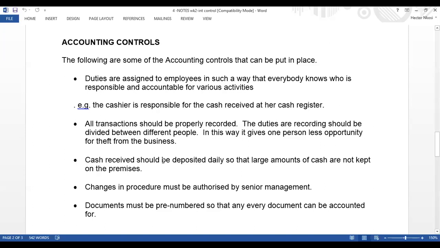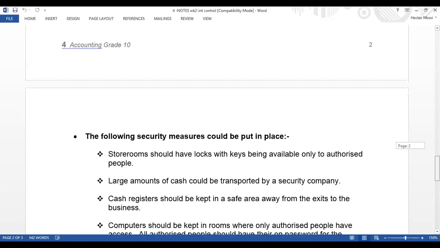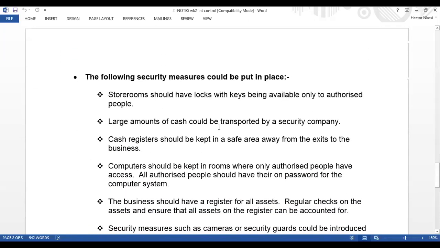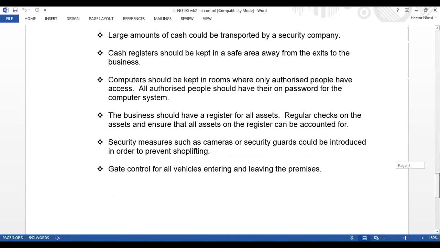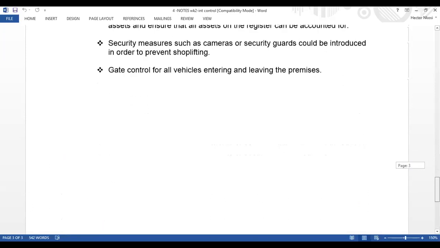Here it says cash received should be deposited daily so that large amounts of cash are not kept on the premises. Changes in procedures must be authorized by senior management. Documents must be pre-numbered so that every document can be accounted for, basically. Those are accounting controls. So the following security measures could be put in place. So these are things that can be put in place, boys and girls.